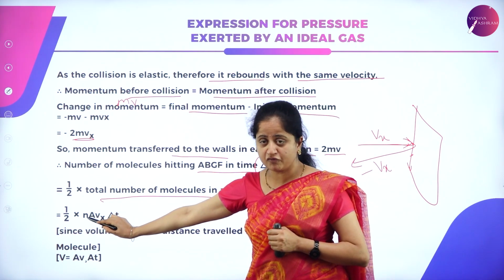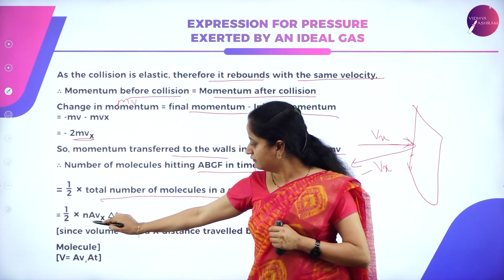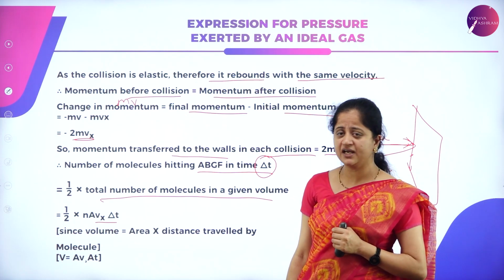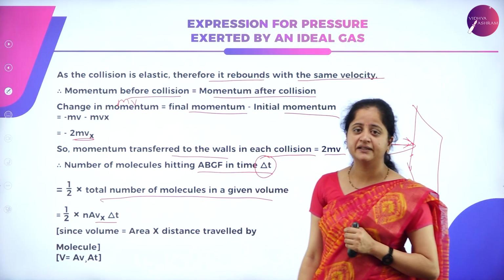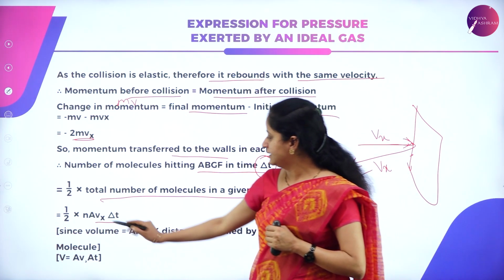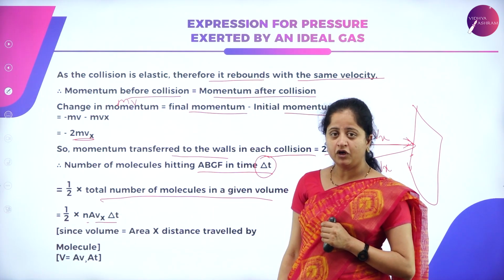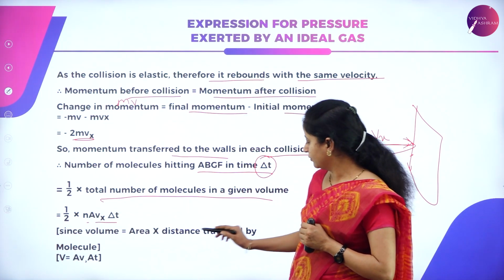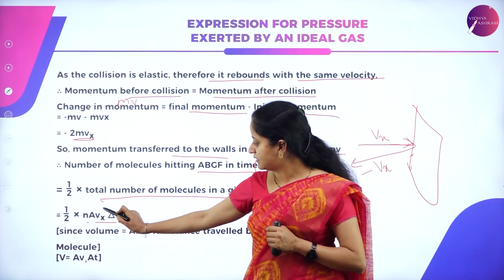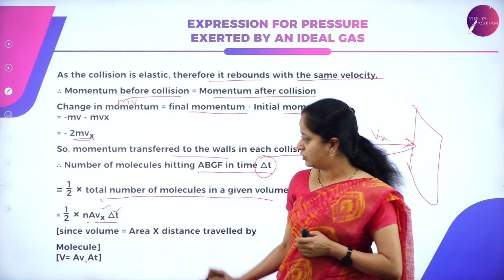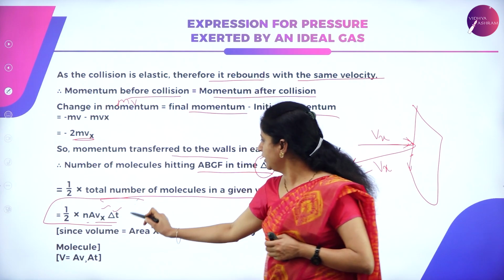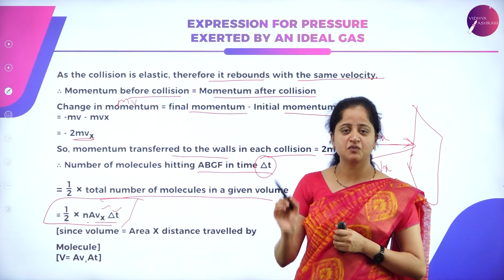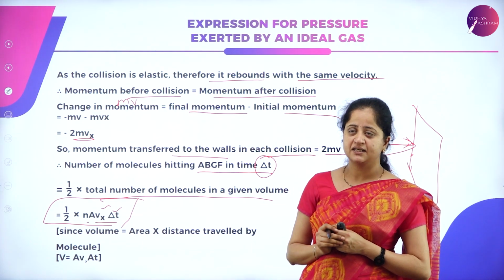So it will be half into n, the total number of molecules per unit volume, in the given area, moving with velocity vx in a particular time interval delta t, because this is nothing but volume. Volume is given by area into distance traveled, and distance is nothing but speed into time. So these many molecules hit the wall in a small interval of time, delta t.